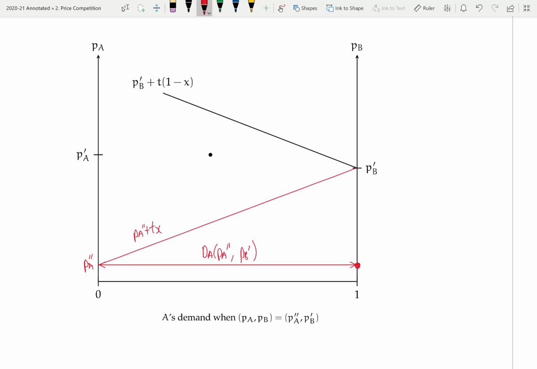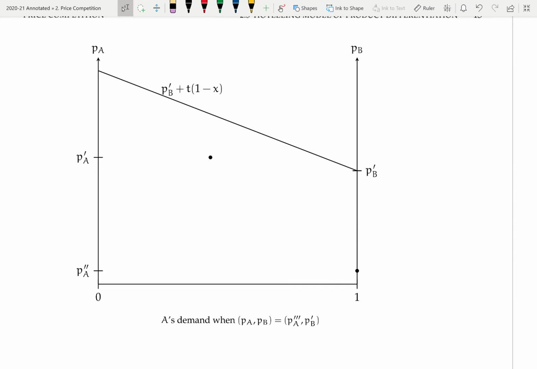The next point we're going to find is the point on the vertical axis here, where firm A's demand is 0. So now we're looking for the price where a consumer located at 0 is just indifferent between buying from firm A and from firm B. So when is that the case? Well, it's when firm A's price is equal to this price here, which we will call PA triple dash. So at this price, A's delivered cost line is everywhere above B's delivered cost line. So this is a third point on A's demand curve. The indifferent consumer in this case is located at 0.